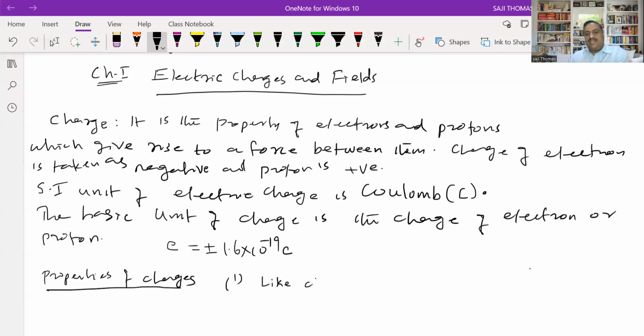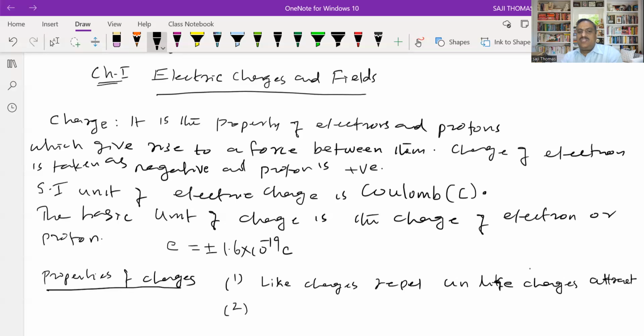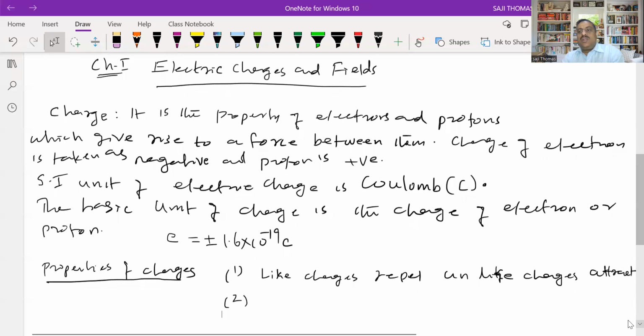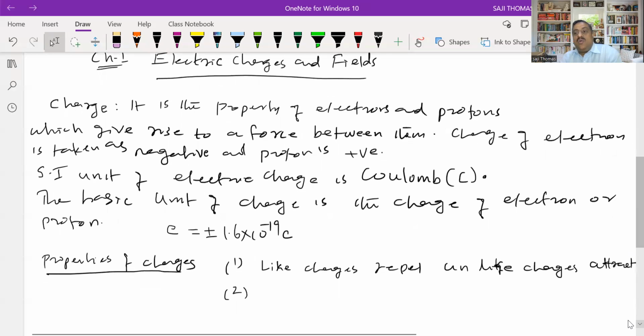First property, like charges repel, unlike charges attract. And second, charge is a scalar quantity. It has no direction. So charge is additive in nature. The total charge on an object is equal to the algebraic sum of all the charges on it.